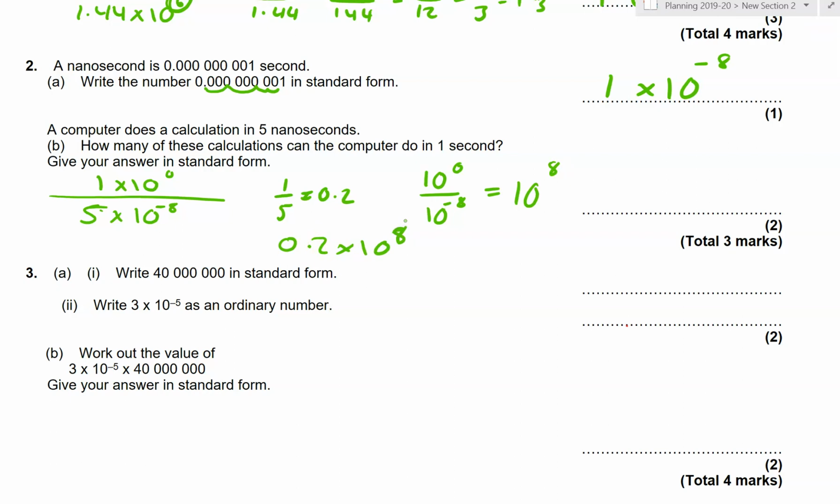However, 0.2 is not a standard form number. It has to be 2. And then because you've moved your decimal to the right one more place, told you I didn't know my left from my right, you've got to take one away from your index, which will leave you with 7.